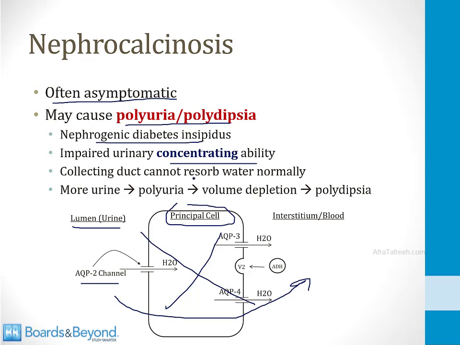Therefore, when they can't reabsorb water normally, there's more urine produced, and this leads to polyuria. This volume depletes the patient and makes them thirsty, and that leads to polydipsia. So in rare cases, nephrocalcinosis can lead to these symptoms, a variant of nephrogenic diabetes insipidus. And that concludes our video on pathologic calcification.